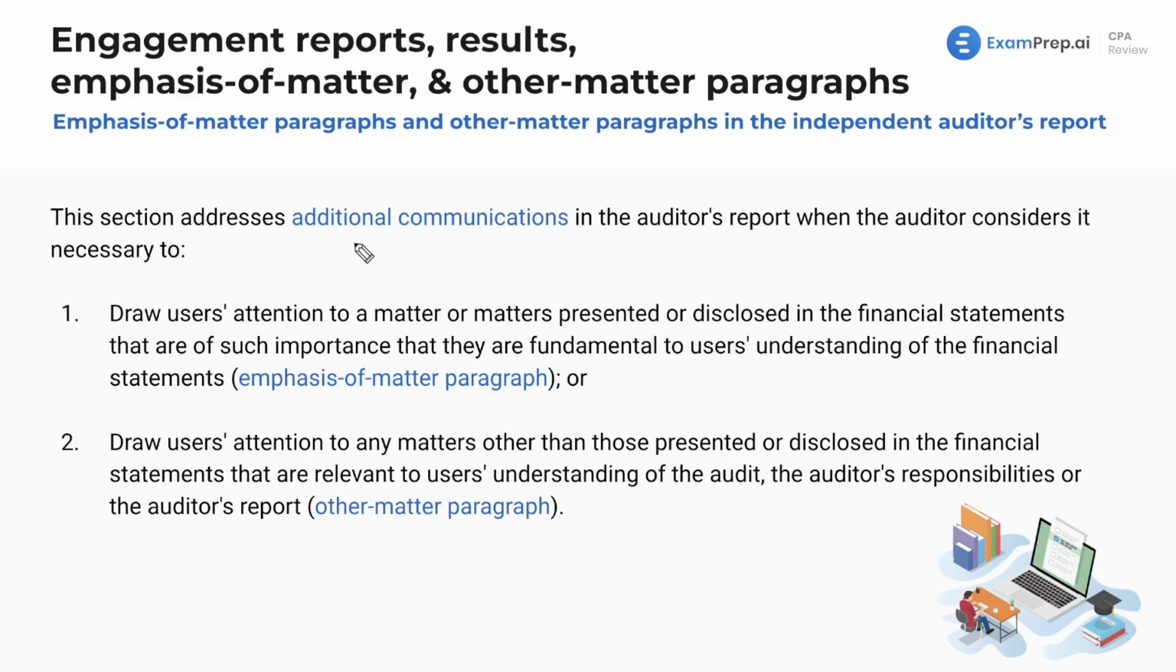Now, this section addresses additional communications in the auditor's report. And what are those additional communications? These are going to be the emphasis of matter and other matter paragraph. Now, in one instance, the emphasis of matter is used to draw the user's attention to a matter or matters presented or disclosed in the financial statements that are of such importance that they are fundamental to the user's understanding. And then the other matter paragraph draws the user's attention to any matters other than those that have been presented or disclosed. So in this case, it's something that is not in the report, but something you want to draw attention to. In the other case, it is in the report, and you want to emphasize the item that is in the report.